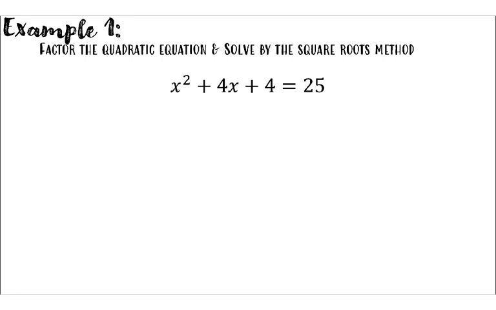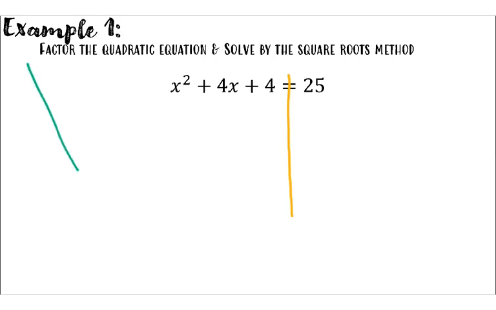We have x squared plus 4x plus 4 is equal to 25. To factor, we only have to pay attention to the left-hand side of the equation. So I'm going to go ahead and draw a border to separate the left-hand side from the right-hand side. And I'm going to factor x squared plus 4x plus 4.